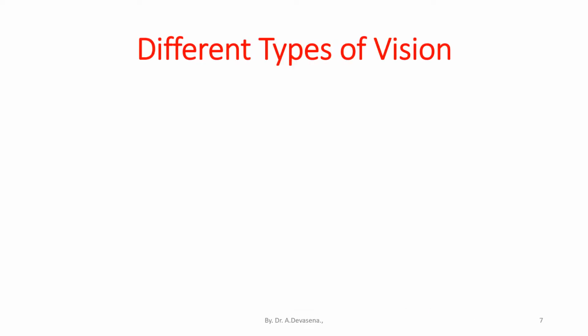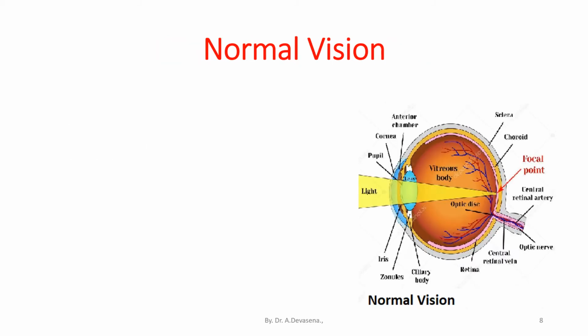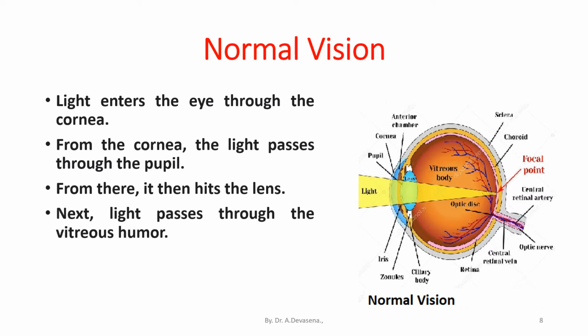Different types of vision. The types of vision are indicated as normal vision, short sight, long sight, and astigmatism. Normal vision representation is shown here. Light enters the eye through the cornea. From the cornea, the light passes through the pupil. From there, it then hits the lens. Next, light passes through the vitreous humor. Finally, the light reaches the retina.